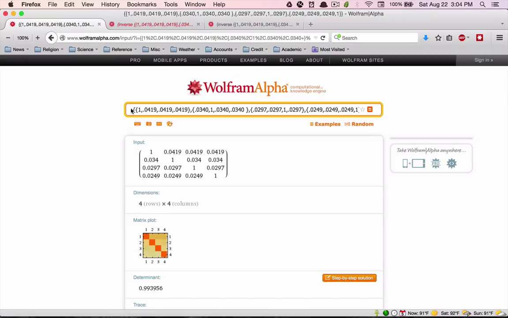How do you enter this? Well, you enter a matrix into Wolfram Alpha with curly braces. You start the matrix with a curly brace, start the first row with a curly brace, and then enter the numbers with commas. Close curly to end the row, comma, curly to start the next row. And so it's curly, curly, number, comma, number, comma, number, comma, number, close curly, comma, curly, four numbers separated with commas, close curly, comma, curly for the third row, and the same for the fourth row. And when you're finished with the fourth row, you close it with a curly, and then another curly to end the matrix.